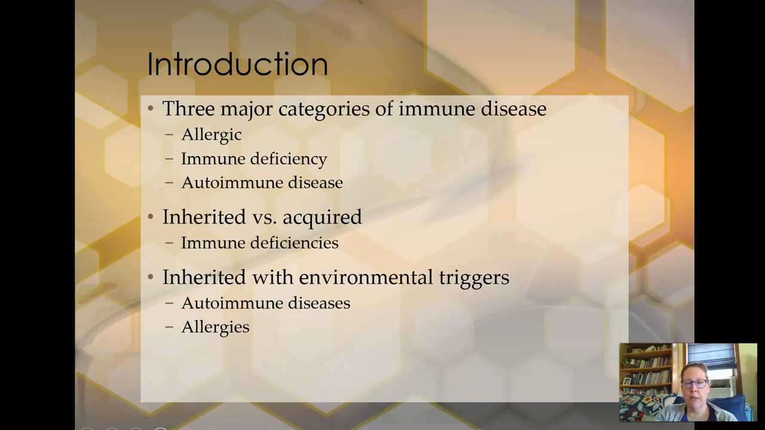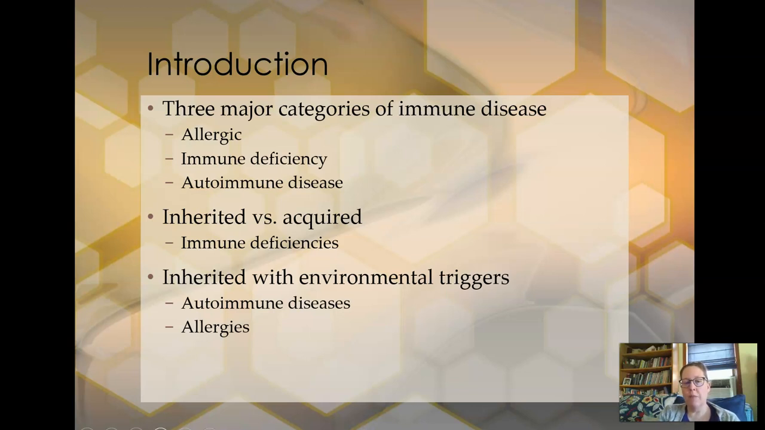And then you can also look at them as inherited versus acquired. That's pertinent to your immune deficiencies. Obviously inherited is genetic, they're born with it, and it shows up really early in life. And then an acquired immune deficiency would be, for example, HIV/AIDS. We're going to look at all of that. And then the inherited with environmental triggers are your autoimmune diseases and your allergies.